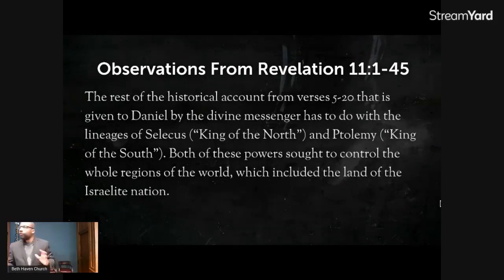From this point forward, verses 5 to 20 of Daniel chapter 11, again given to Daniel by the divine messenger, have to do with the lineage of Cyrus, the king of the north, and Ptolemy. So Cassander and El are no longer mentioned here. They're just mentioned as a historical marker that Alexander the Great had to divide his land with the 4 generals. But the king of the north and the king of the south are now prominent throughout the rest of the chapter.